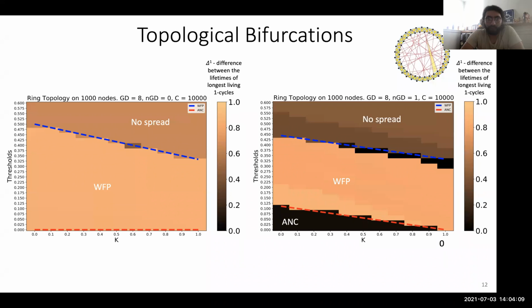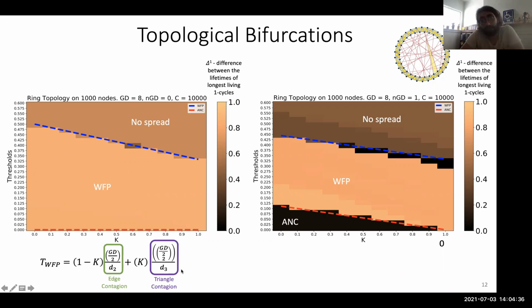And finally, when we look at the delta ones, when we look at the topology of these activation profiles, we see a similar type of regime changes. On the left, you have the geometric network. On the right, you have the non-geometric network. And we are able to predict these regime changes using this formula here. The first term is the edge contagion. The second term is the triangle contagion. And we have another formula for the regime change between ANC and VFP. But the formula, you would expect it to be similar.